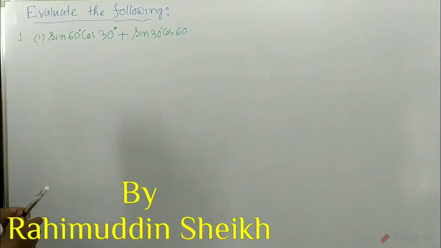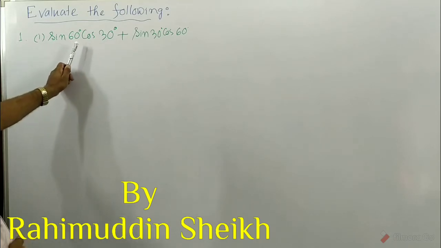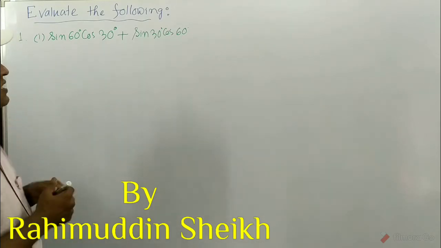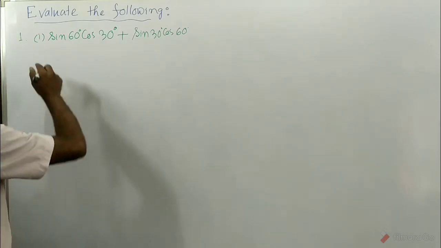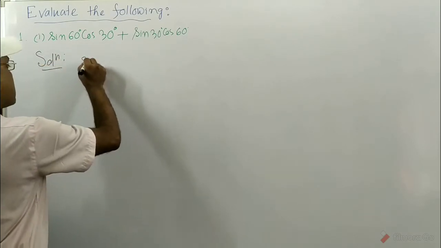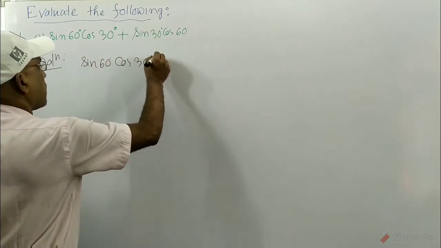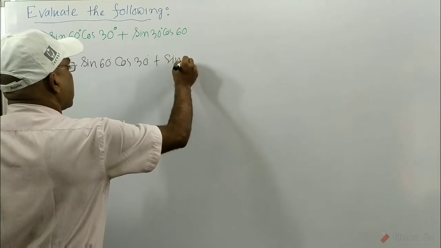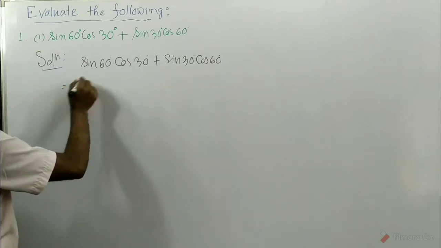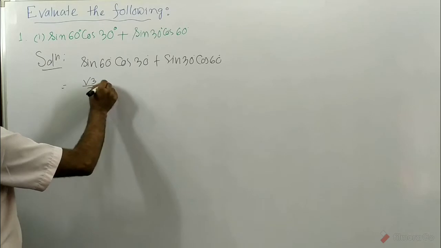Now the problem is: evaluate the following. Number 1: sin 60 cos 30 plus sin 30 cos 60. Now we want to find the value of this. Solution. This is sin 60 degree cos 30 degree plus sin 30 degree cos 60 degree. Sin 60 we know is root 3 by 2.